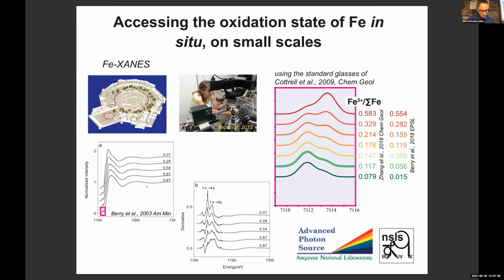So here's a figure of iron XANES spectra on silicate glasses. And these are spectra that come from Andrew Berry, who was an early leader in the 21st century in the application of this analytical technique to silicate glass.